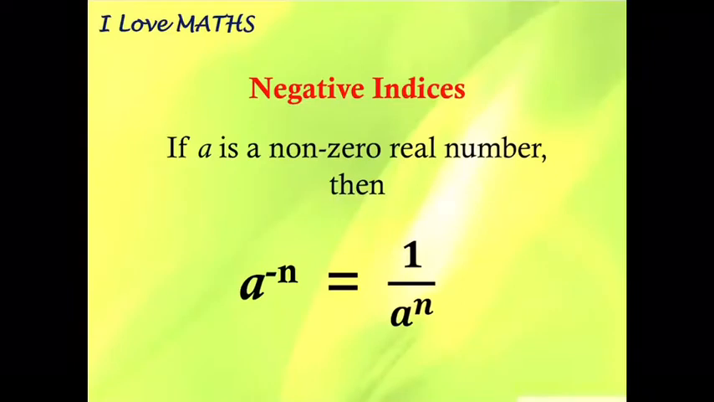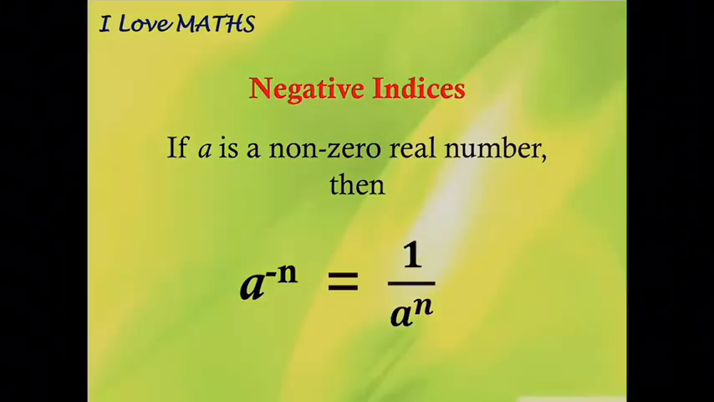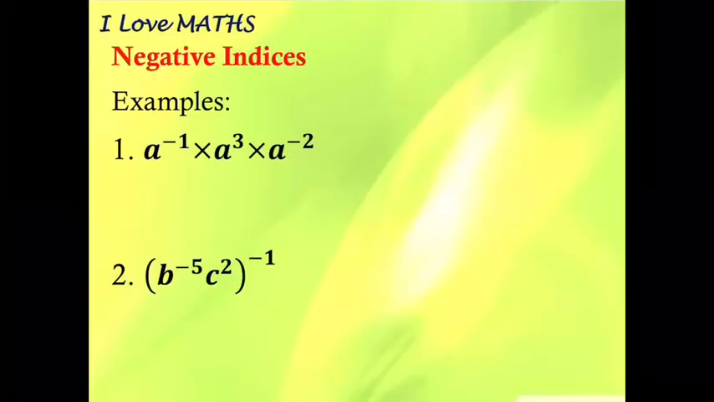So for the negative indices, if a is a non-zero real number, then a raised to a negative index n is just equal to 1 all over a raised to the positive index n. Let's have these examples. A raised to negative 1 times a raised to 3 times a raised to negative 2. We'll perform the laws of indices first and we'll make the negative index to positive at the end.